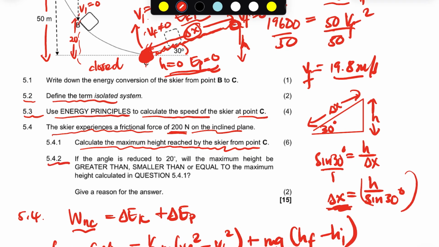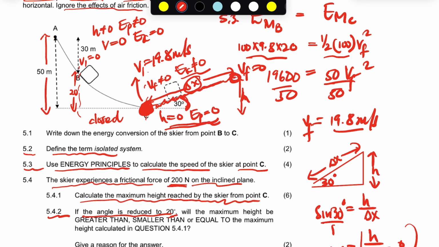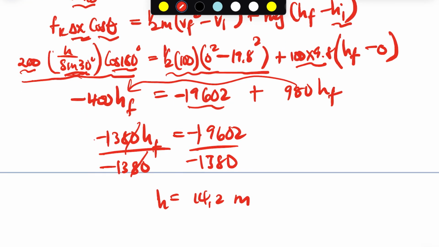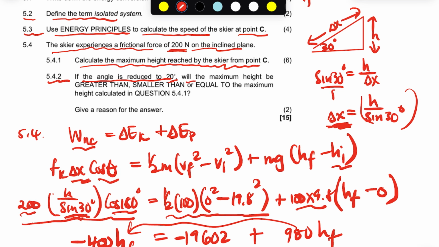And the last question says, if the angle is reduced to 20, this angle is 30, now it's reduced to 20, so it's going to be something like that. Do you see the height is going to be smaller? The height is going to be there now if it's reduced to 20, which is the incline there. Now they ask, will the maximum height be greater than, smaller than, or equal to? The answer is going to be smaller than, as you can see.